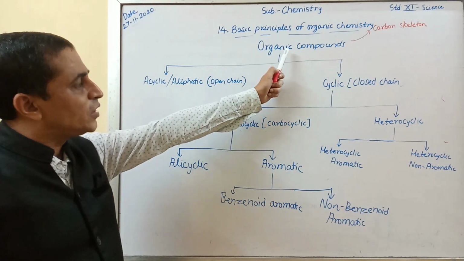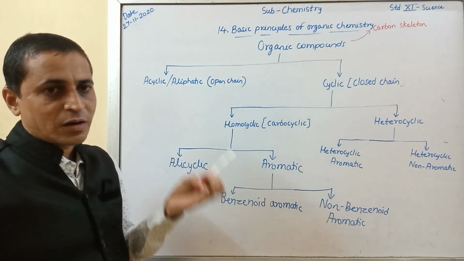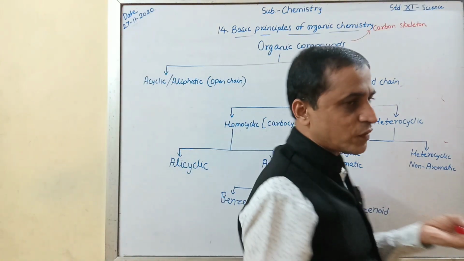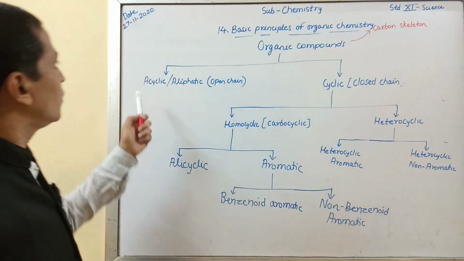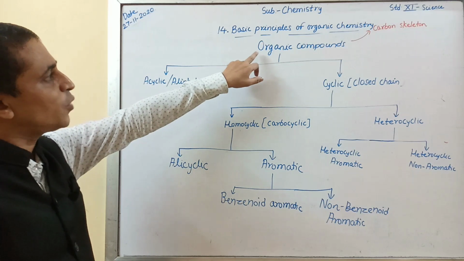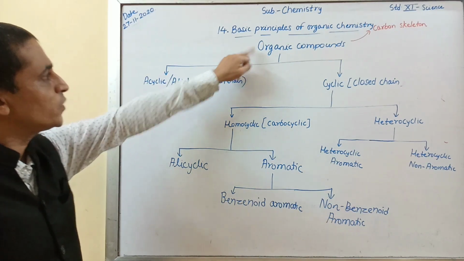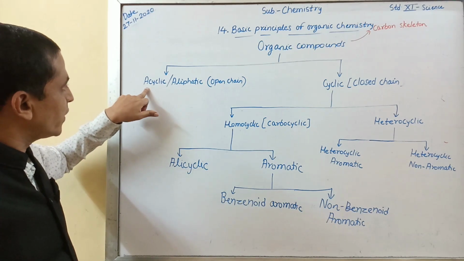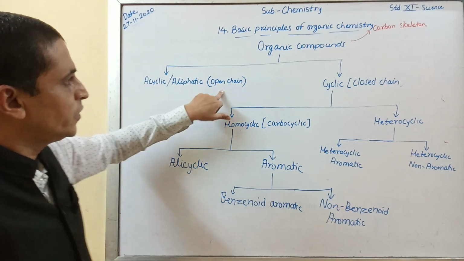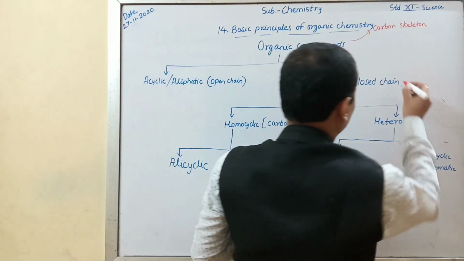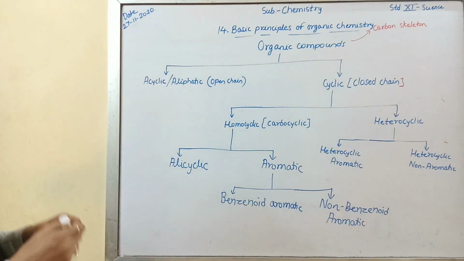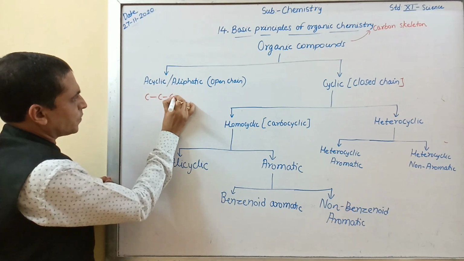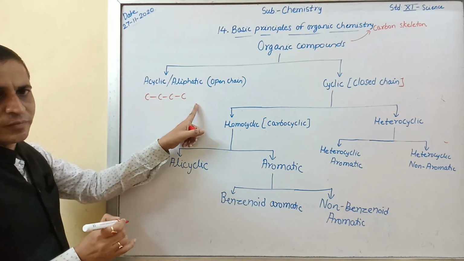You know that organic compounds must contain carbon, hydrogen as well as other elements like oxygen, nitrogen, sulfur, etc. To know all the things about organic compounds. Now see, these organic compounds are classified into two groups, that is acyclic, aliphatic, that is open chain, and the other one is what? Cyclic or closed chain. Now see, open chain means what? C, this is open chain structure.